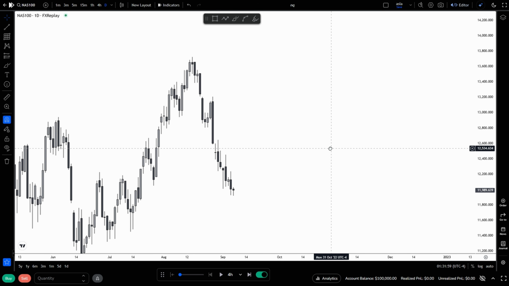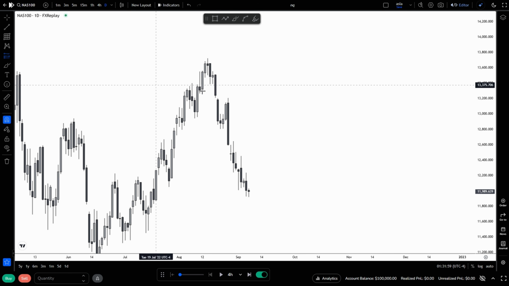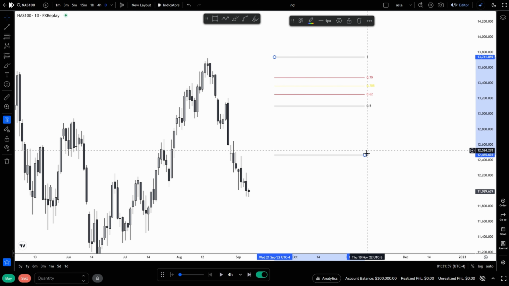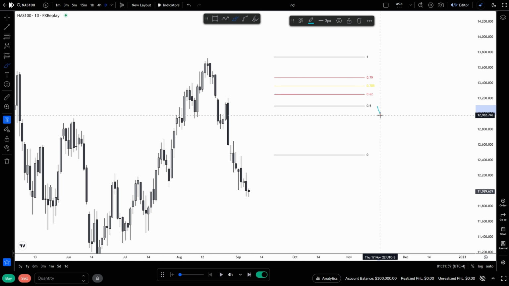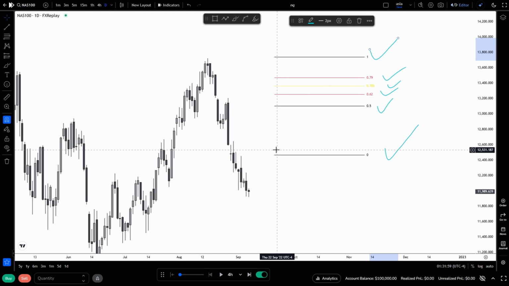For these settings, I will be using the levels 0.5, 0.62, 0.705, and 0.79, along with the standard 0 and 1 levels. These are the levels I input into the Fibonacci retracement tool. When the tool is set up correctly, it will look something like this.